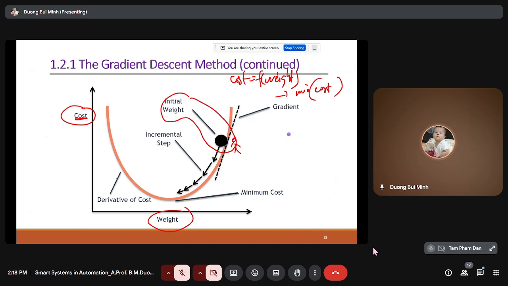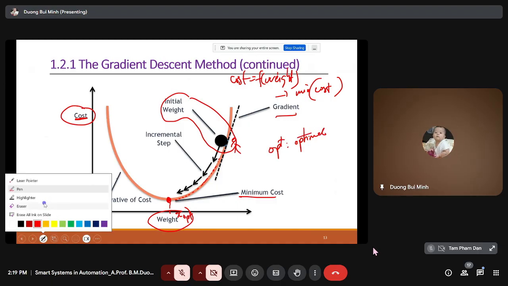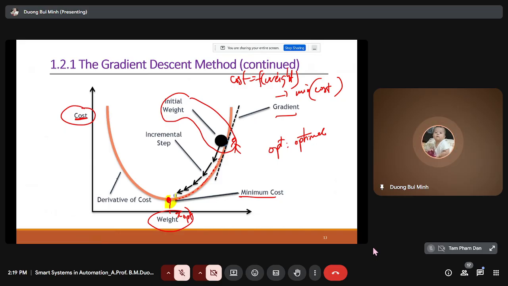The minimum cost. So we apply gradient. We apply gradient, and after some iterations, you can get what? The minimum cost. And then you can get the optimal solution. OTB means optimal. So here is the minimum cost with the optimal weight.